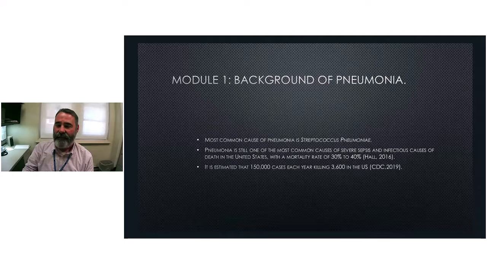Okay, Module 1, background of pneumonia. Pneumonia is mostly caused by a bacteria, Streptococcus pneumoniae. There are other causes of pneumonia, but this is the most common. Pneumonia is still one of the most common causes of sepsis and infectious disease deaths in the United States, with a mortality rate of between 30 and 40%. It is estimated that 150,000 cases of pneumonia kill at least 3,600 people in the United States yearly.